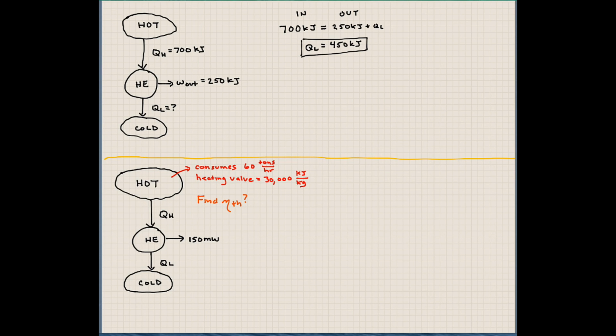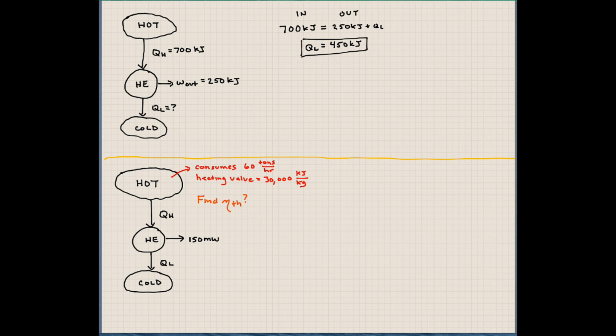We have a hot temperature source. So we're going to say this hot temperature source is a coal power plant. And the coal power plant consumes 60 tons per hour of coal. And the coal has a heating value or an energy amount in it of 30,000 kilojoules per kilogram. So if you burn 1 kilogram of coal, you would get 30,000 kilojoules of energy out of it. Now the question of this, if we are able to do this cycle or have this system and output 150 megawatts, the question is, what is the thermal efficiency of this system?